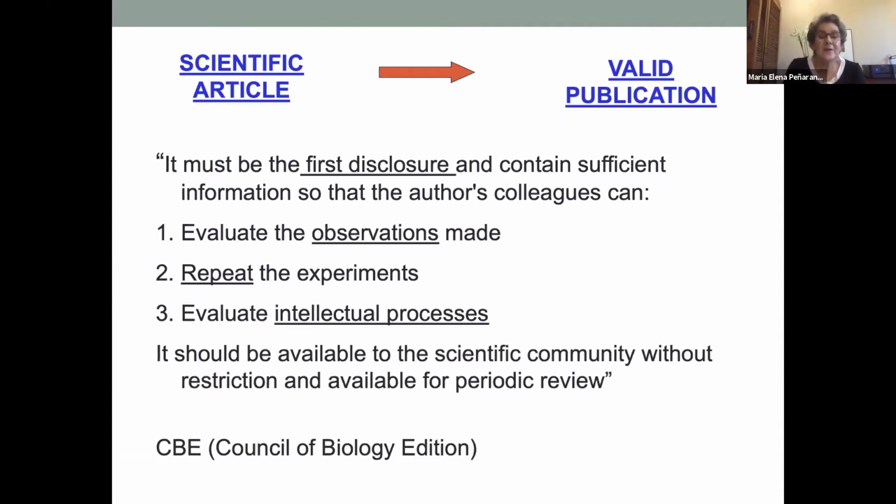One of the questions was: it must be the first disclosure and contain sufficient information so that the author's colleagues can evaluate the observations made, repeat the experiments, and evaluate the intellectual process. It should be available to the scientific community without restriction and available for periodic review.